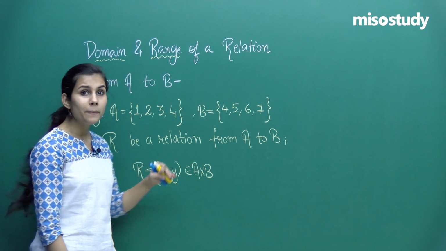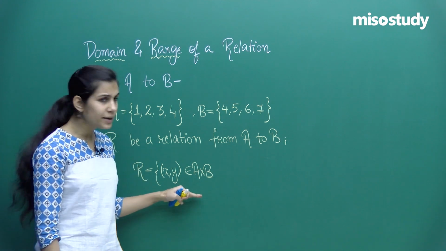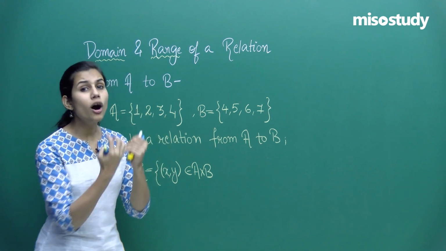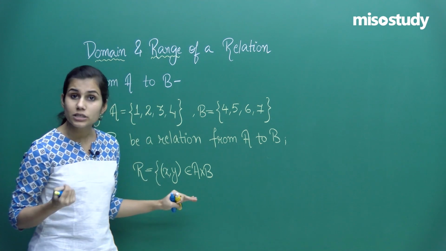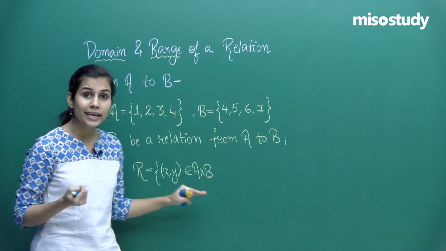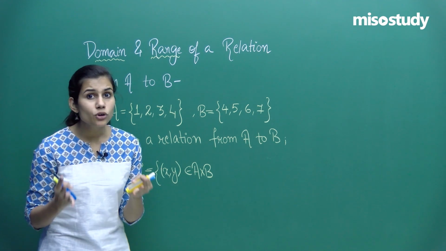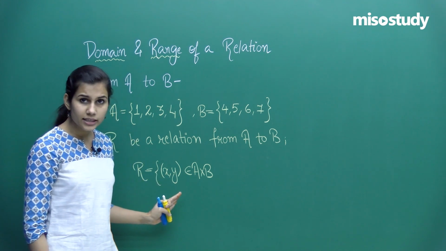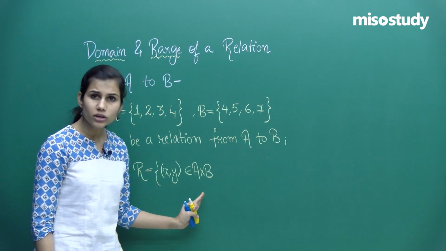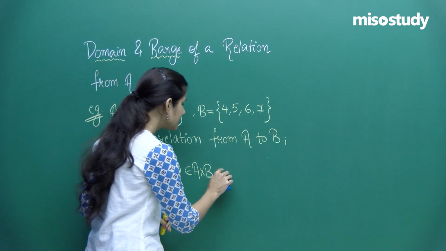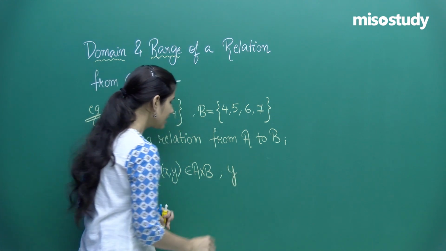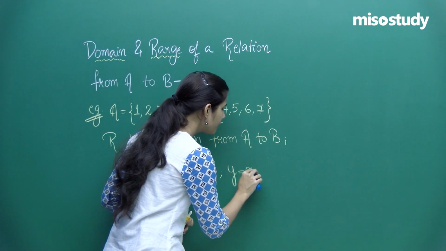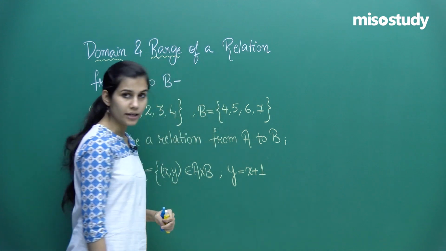And therefore, R will be equal to A cross B if up till here the statement which is written means that borrow all (x, y) ordered pairs from A cross B. Therefore, R will be equal to A cross B. But I am not interested in all the ordered pairs of A cross B. What I am interested in is just collect those ordered pairs from A cross B such that the second element, which is y, is equal to the first element plus 1.